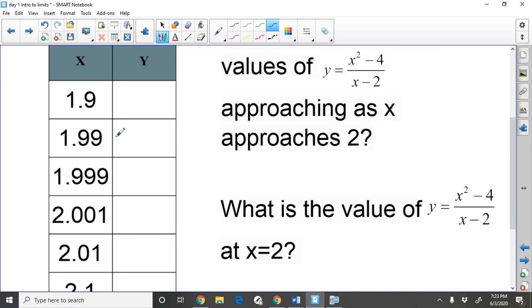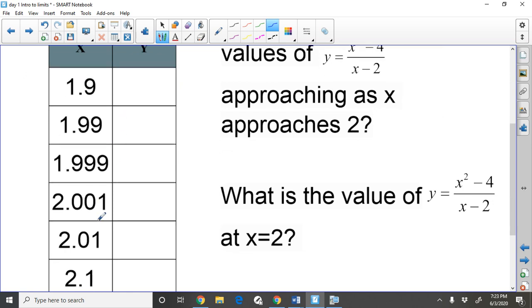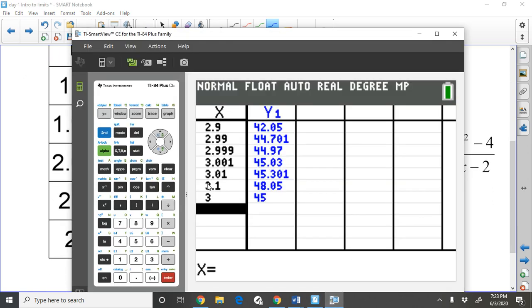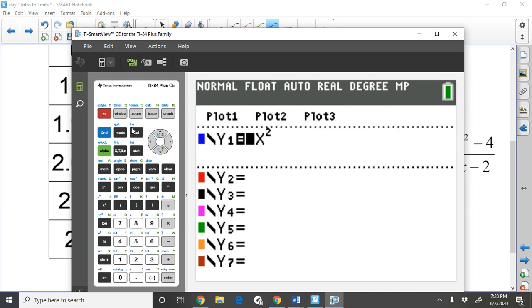I have 1.9, 1.99, 1.999, and so on. Now, one comment about if you do this on the calculator: if you put it in as a fraction, you will get answers as a fraction. If you want to see answers as a decimal, you need to put the fraction in the old school way, with parentheses around the numerator and parentheses around the denominator. Otherwise, your table will be full of fractions that are harder to compare.